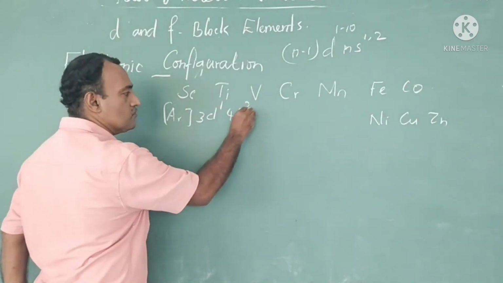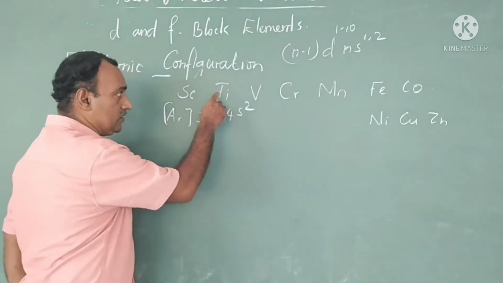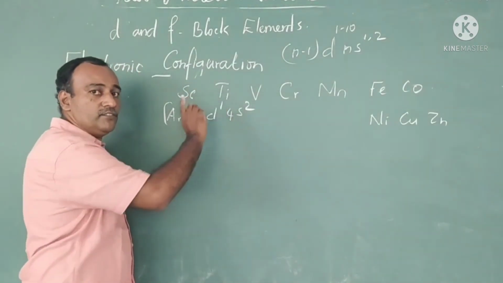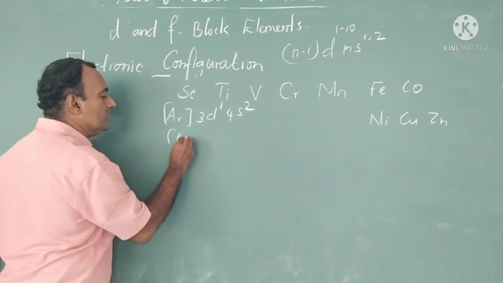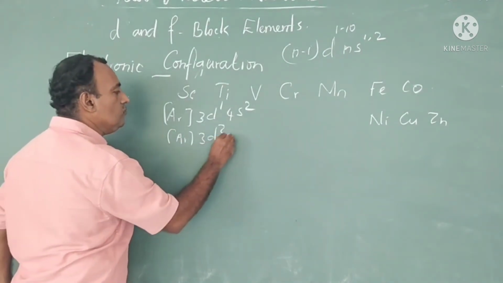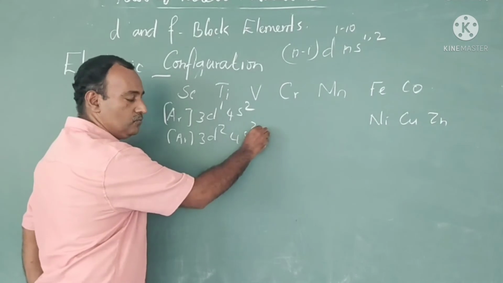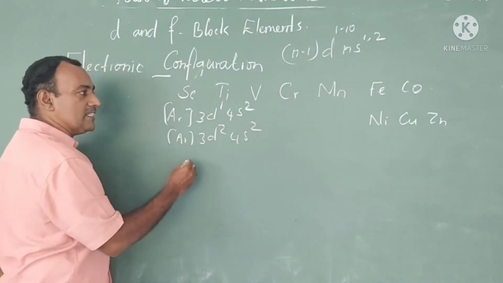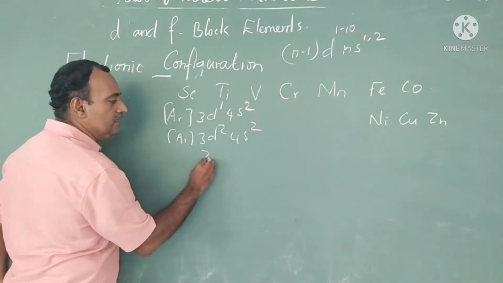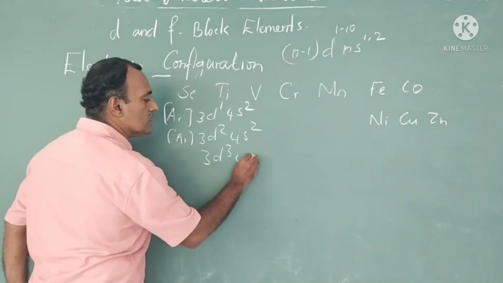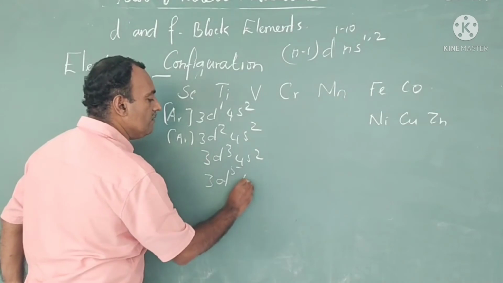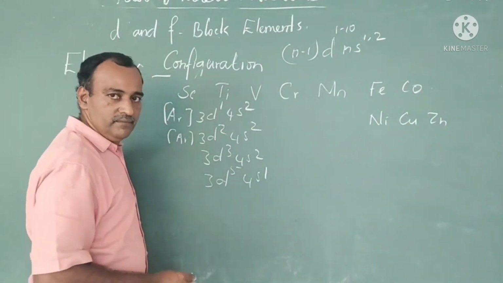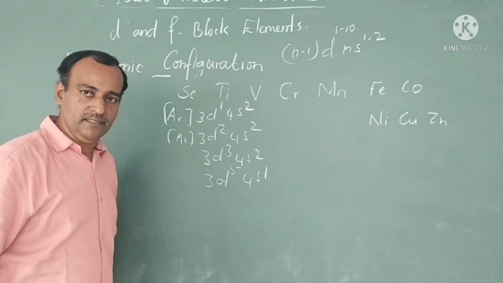We are getting for scandium argon 3d1 4s2. If you write the electronic configuration of titanium, atomic number becomes 22, so we are getting argon 3d2 4s2. If we come to the next one, vanadium 3d3 4s2. If you come to manganese, 3d5 4s1, it will go like this.